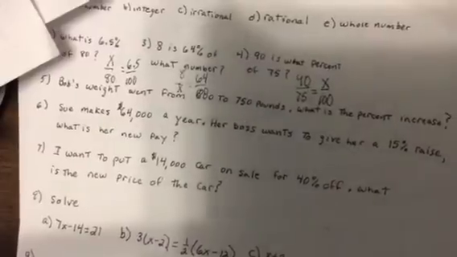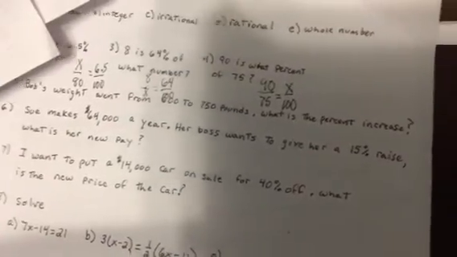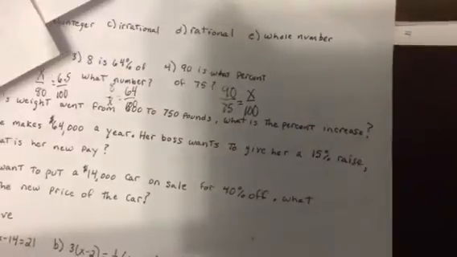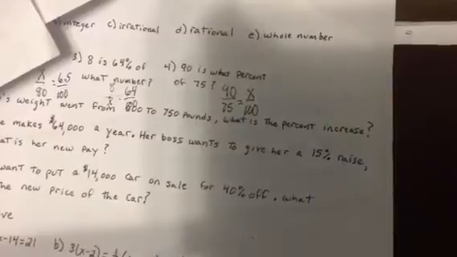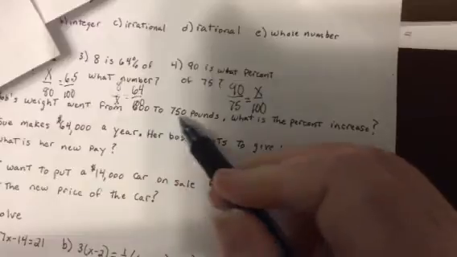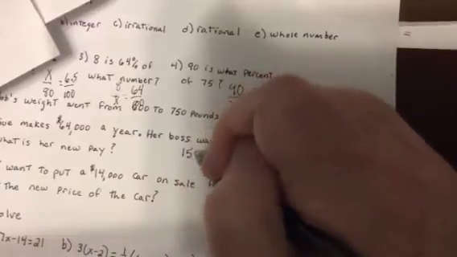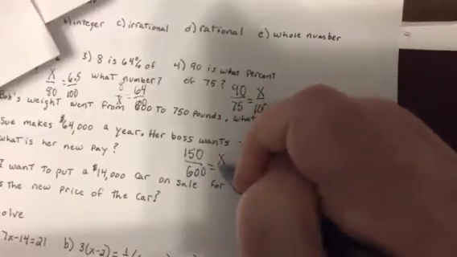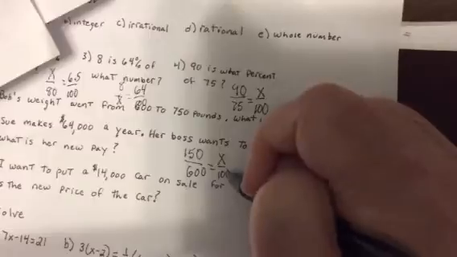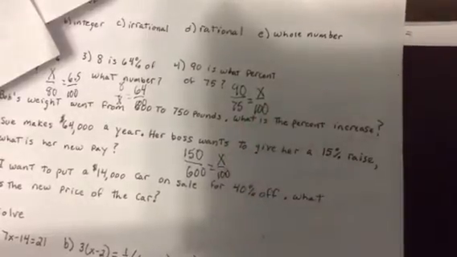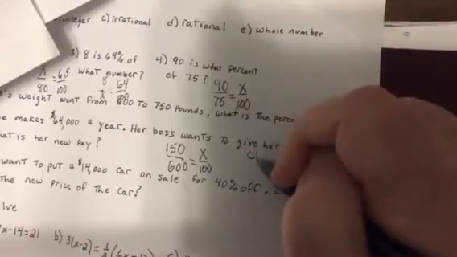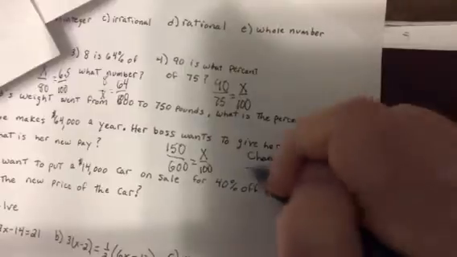Okay. Bob's weight went from 600 to 750. What is the percent increase? Now this is the key. Percent increase. That's when you have change in value on the top. How much did it go up? How much did it go down? So the change in value is 150 over the original, which is 600. And that equals x over 100. Again, just cross multiply. 150 times 100 equals 600x, and then divide by 600. So the key is percent increase or decrease. That's when it's change over original.